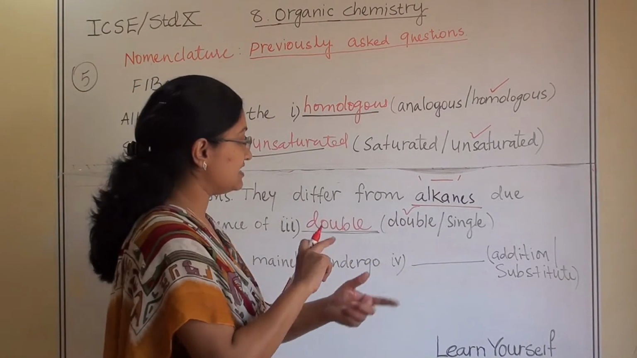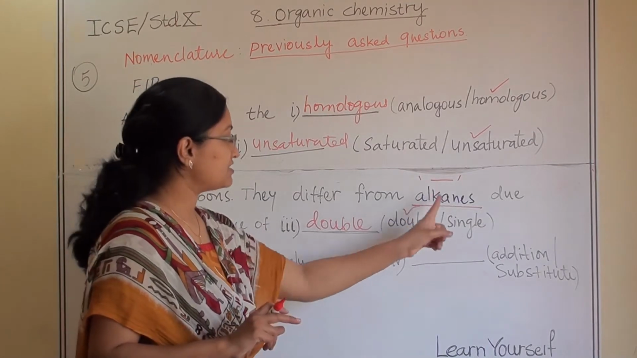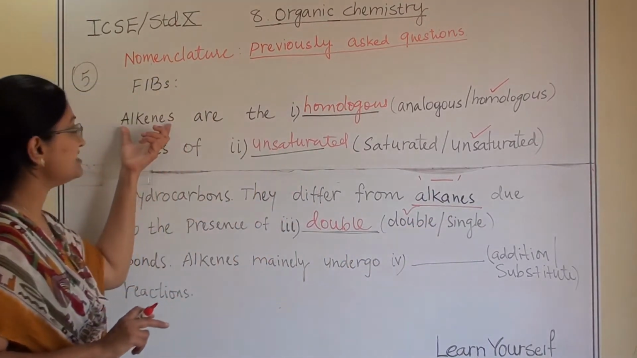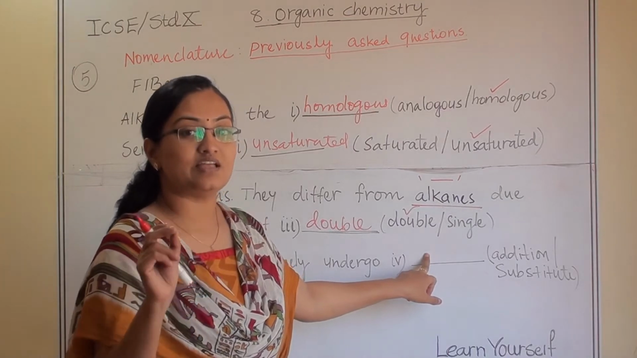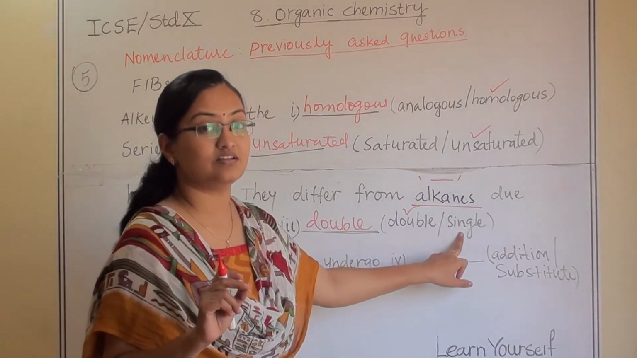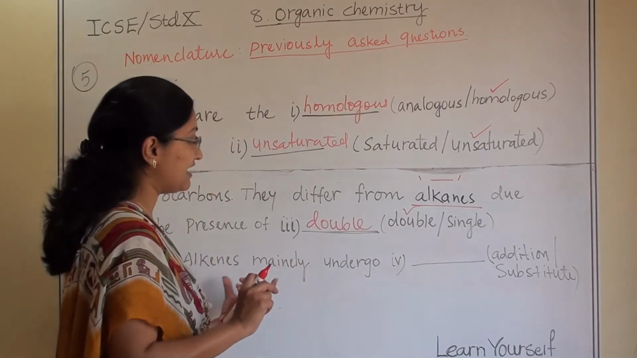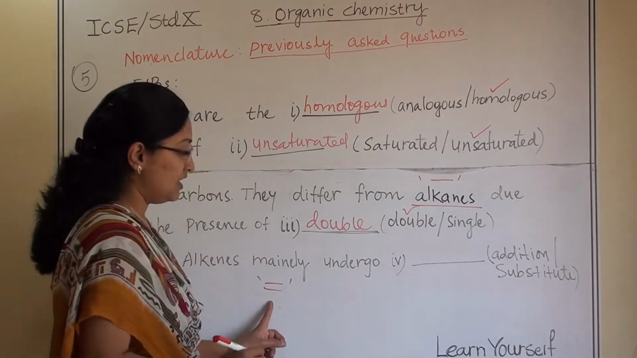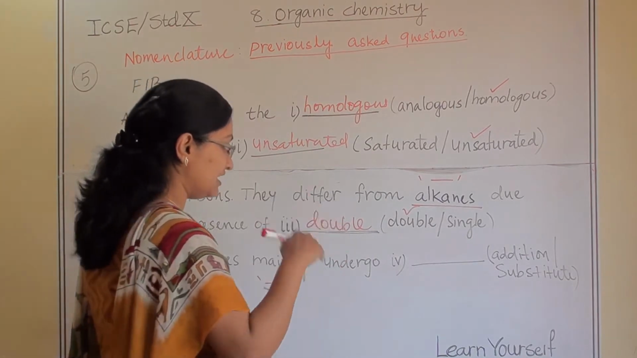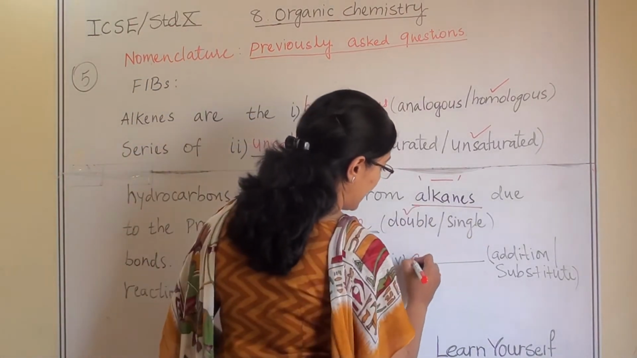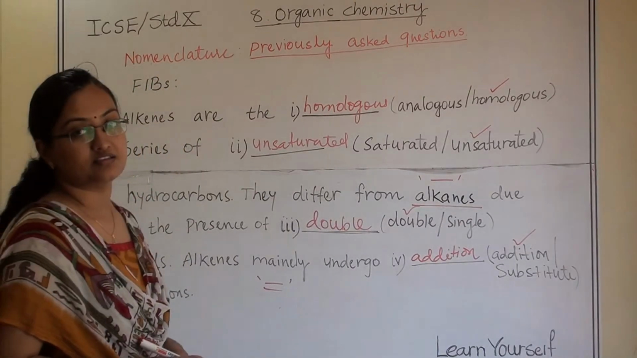If they had changed the sentence so that alkanes differ from alkenes due to single bond, because alkanes have single bonds whereas alkenes have double bonds, you have to answer very carefully and read the sentence carefully. If by mistake you take single here, it is going to be wrong. Alkenes mainly undergo: alkenes have a double bond and one double bond will go off when we are adding hydrogen or any functional group. So they keep on undergoing addition reaction. So addition is the answer. Sixth question.